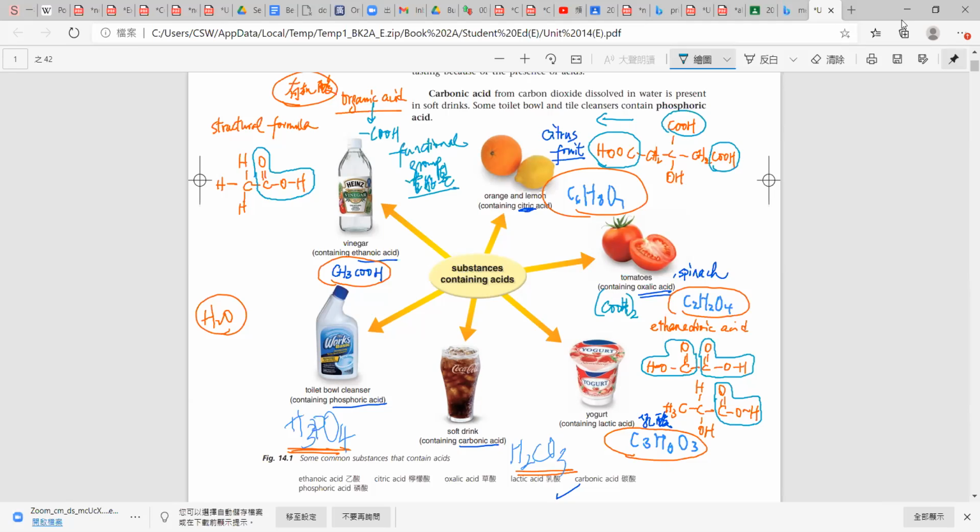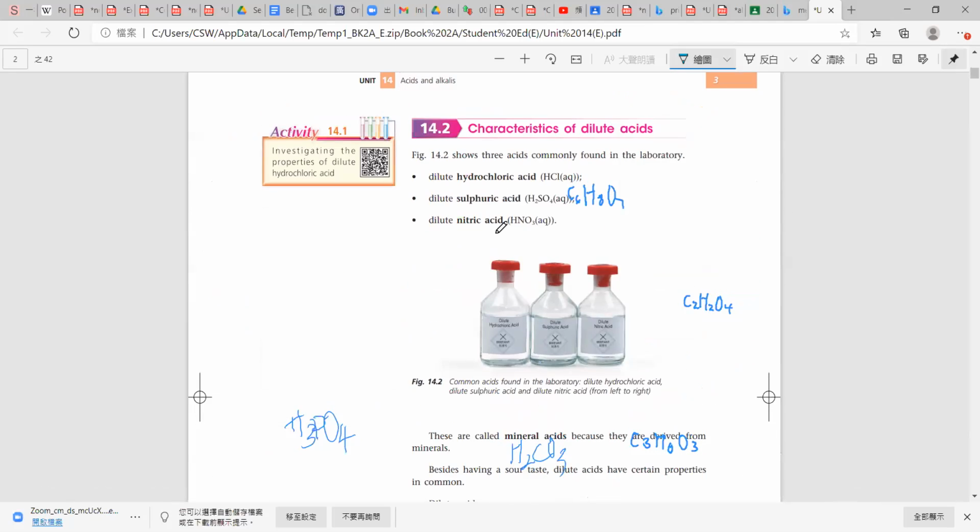Do you understand? We got COOH. So, however, while you talk about some other material, just like toilet bowl cleanser, you may find phosphoric acid as well as what? Hydrochloric acid, sulfuric acid, nitric acid. What are they then called? We call that mineral acid. Collectively, we call that mineral acids.